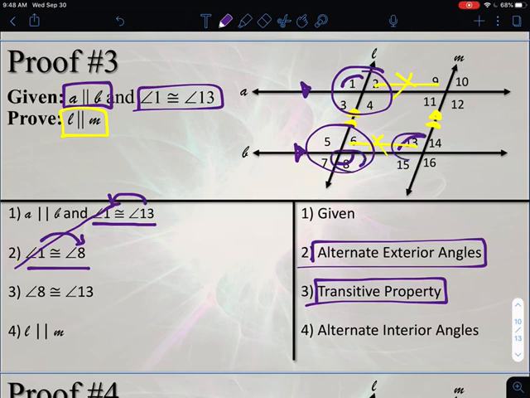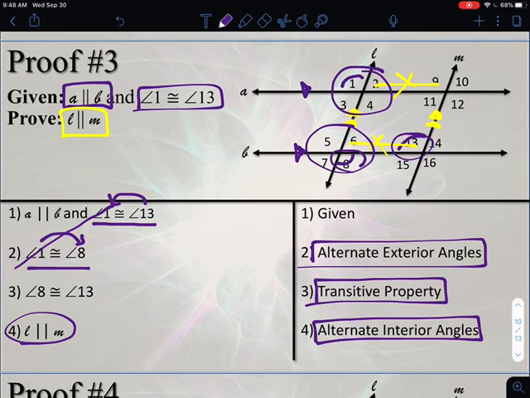And I can see that in my picture too. I had 8 marked the same as angle 13. So that's my transitive property. Well, 8 and 13 are alternate interior angles. And since I just showed that those alternate interiors are congruent, I have line L is parallel to line M.